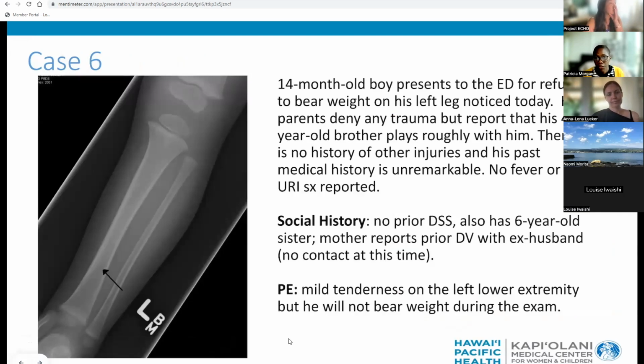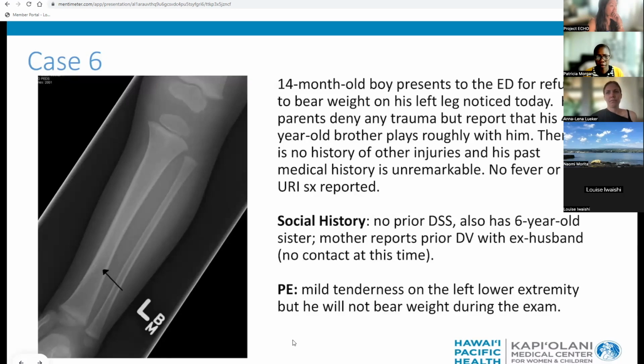There is no history of other injuries, and his past medical history is unremarkable. There's no fever or URI symptoms reported. Social history, no prior DSS. There's a 6-year-old sister. Mom reports DV with her ex-husband, and there's no contact with him at this time, and he is the father to both children.